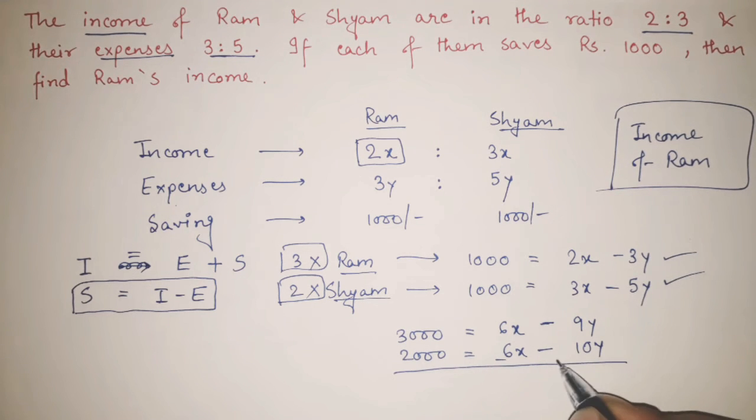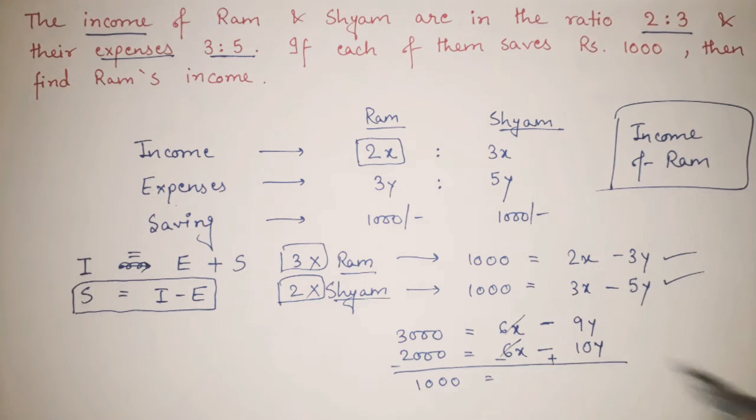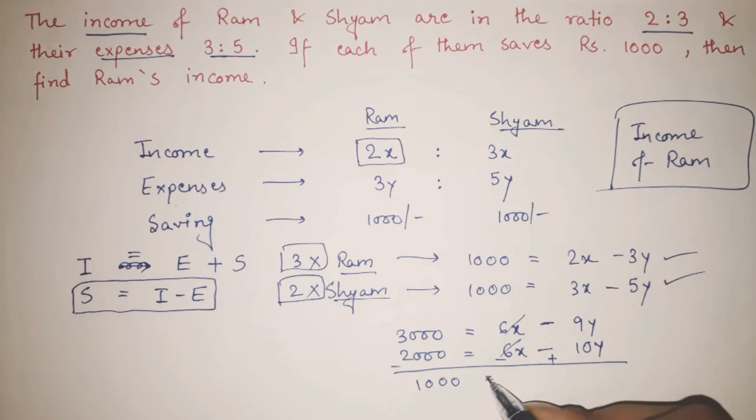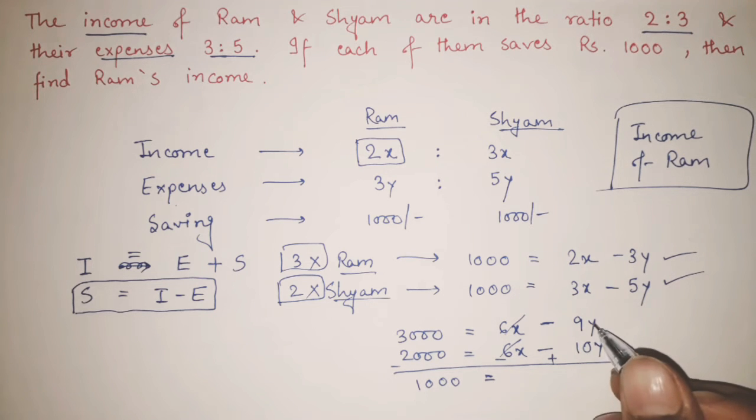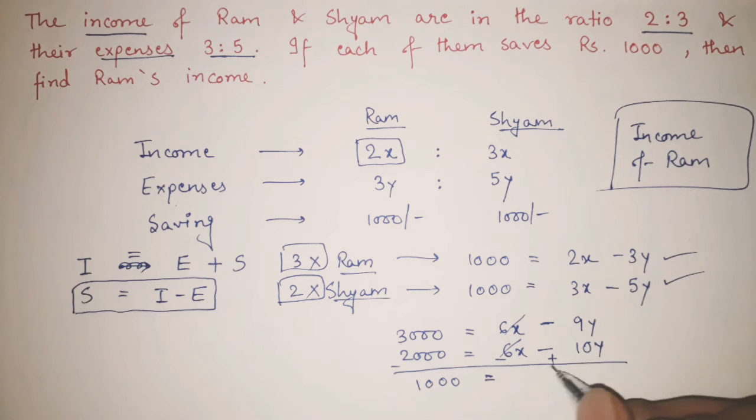Now if we are subtracting this, so 3000 minus 2000 is 1000. This 6x will get cancelled. Okay, no worries. And then 9y minus 9y plus 10y is y. So we got that the value of y is 1000.